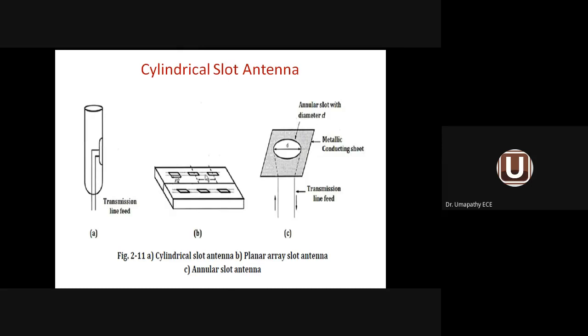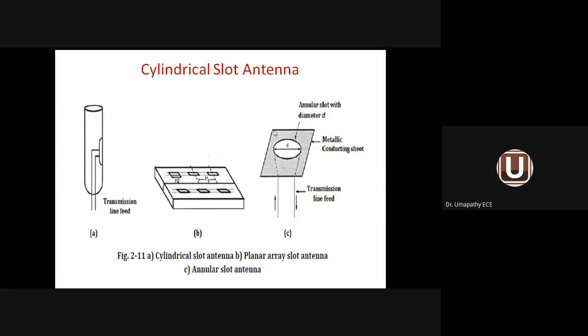But the thing is, the slots should be placed in a proper position with a distance lambda by 2 between them. In such a case, this arrangement is called planar array slot antenna. Array means when we are using 2 or more similar elements together, it is called an array. Since I'm using a plane, it is called planar array slot antenna. Why? To increase the gain and directivity of an ordinary slot antenna, I go for this array antenna. See the next figure.